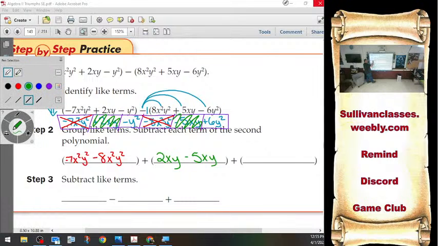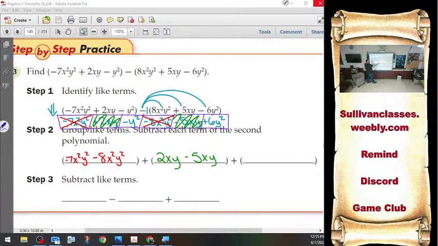Finally, do I have any just y squareds? Y squareds. So those two go together. I have a negative y squared and a 6y squared. Remember, it's the variables and the exponents that have to be the same. The number in front of it just tells you how many of them you have.